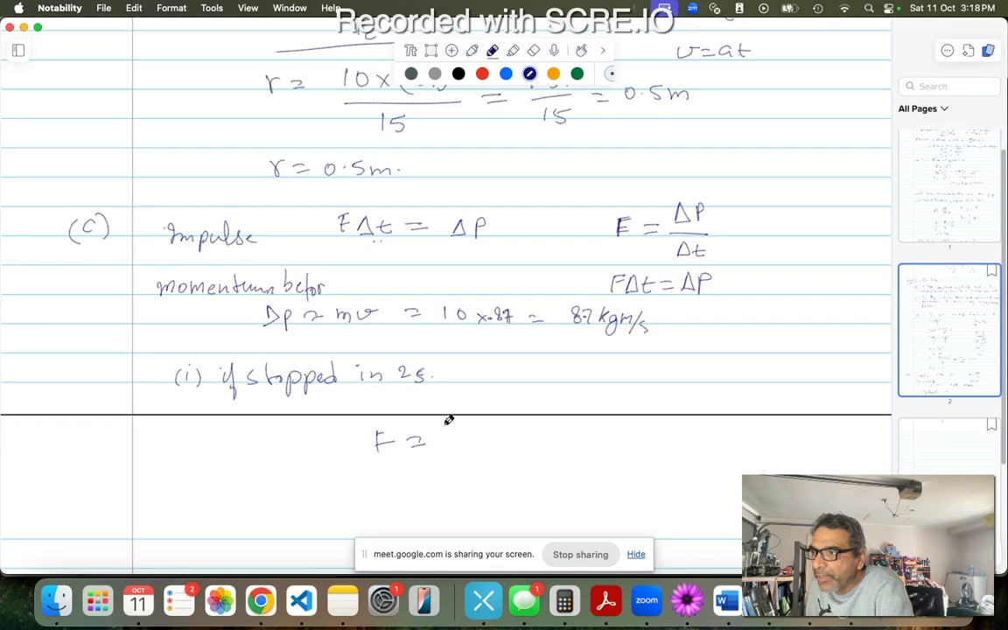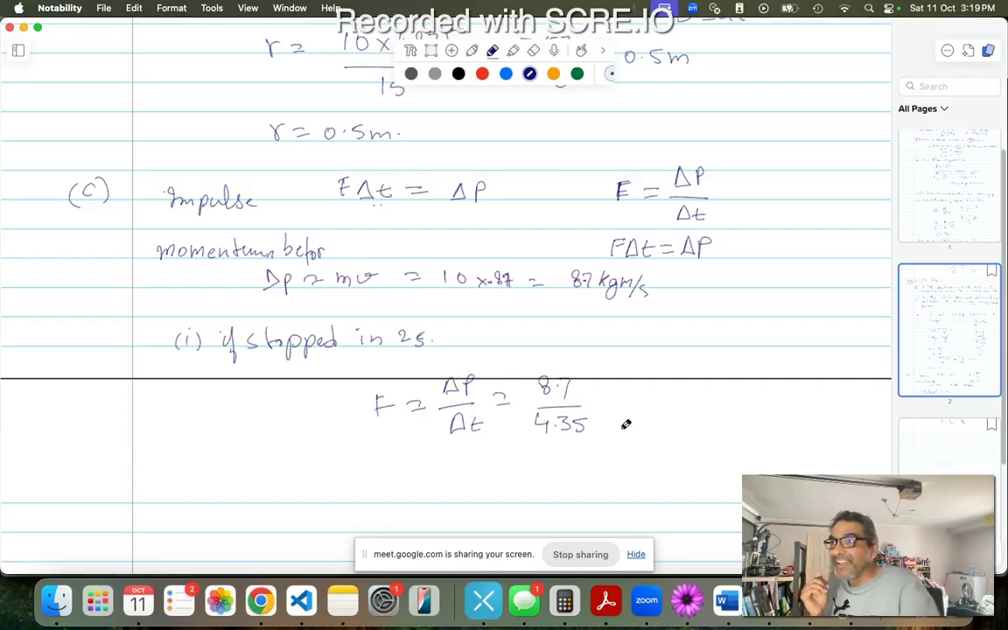Force is delta P over delta T. What is the delta P that we have calculated? 8.7. And what is the delta T? Sorry, my mistake, I just got distracted. Delta T is 2 seconds, and this gives us 4.35 Newton. So this is the force if stopped in 2 seconds.